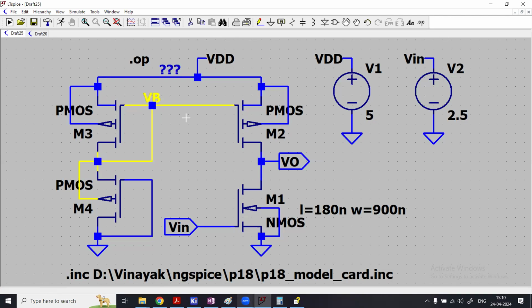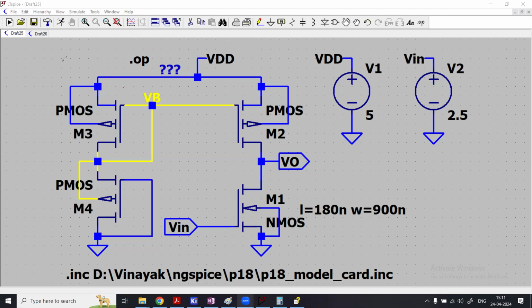Now we have to simulate what would be the drain current in M3 and M4, and then we will see what would be the drain current that will be mirrored in M2. So for that, we actually can use this file. Let me do that.